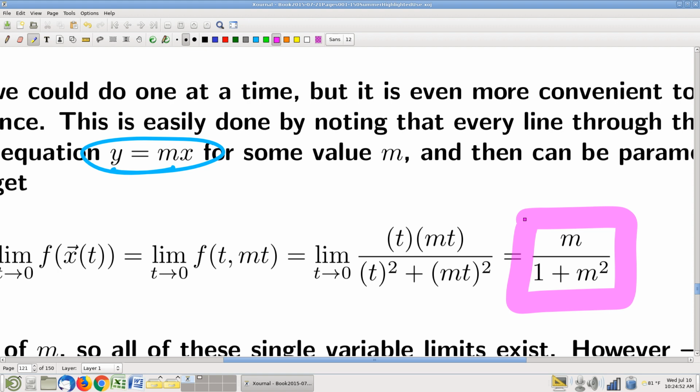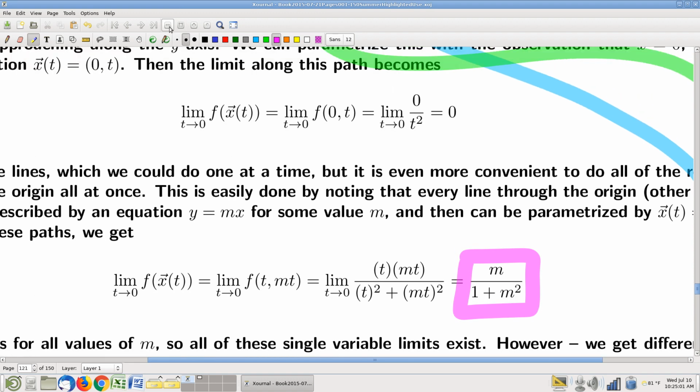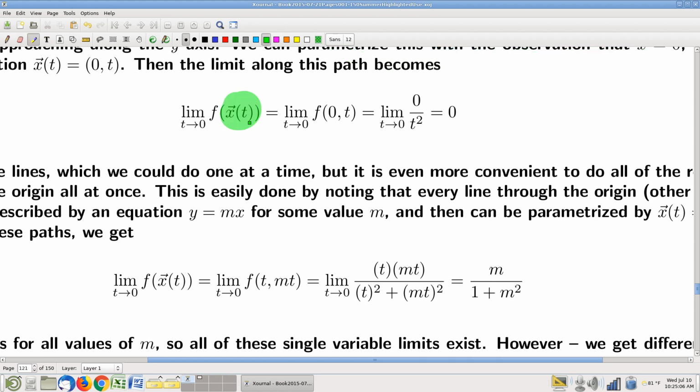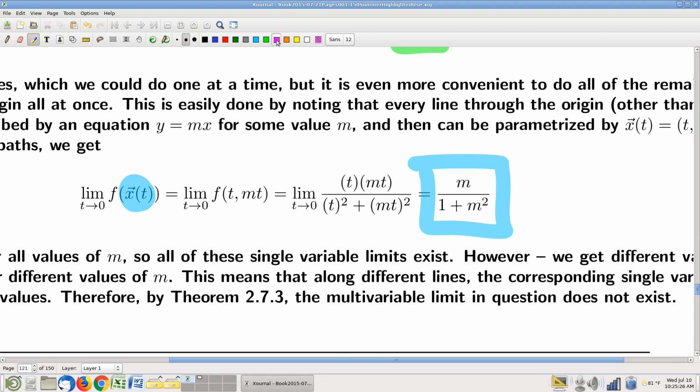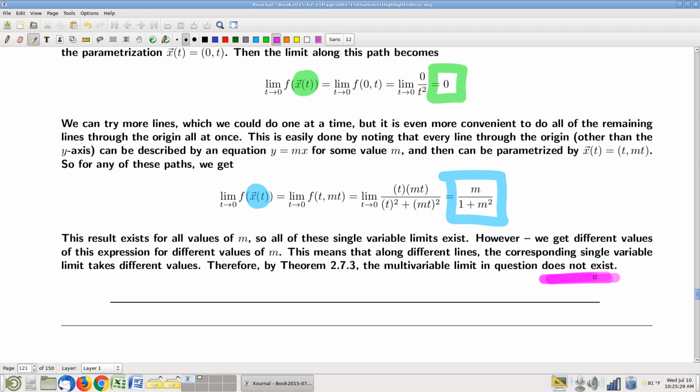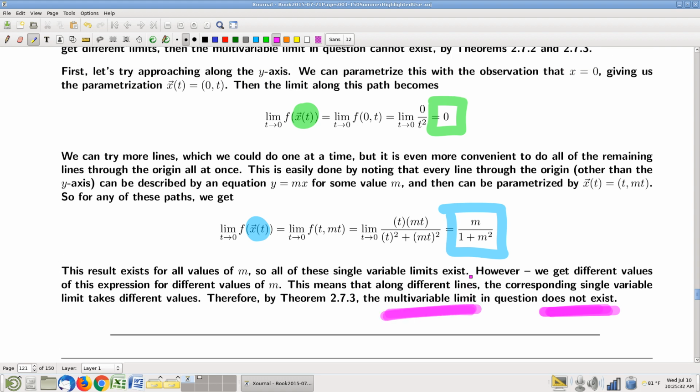This constant's all that remains. The limit of a constant is that constant. So, okay. And do we have a contradiction yet? Yes, indeed, we do. Along one path, we get that value. Along this different path, we get a different value. Two different answers along two different paths. This multivariable limit could not possibly exist. And so, let me zoom out. The multivariable limit that we were looking at does not exist.